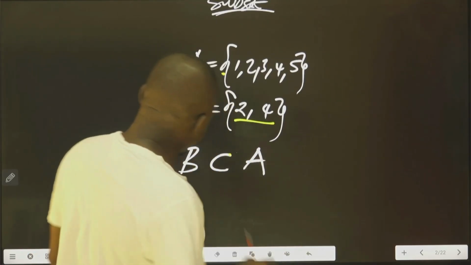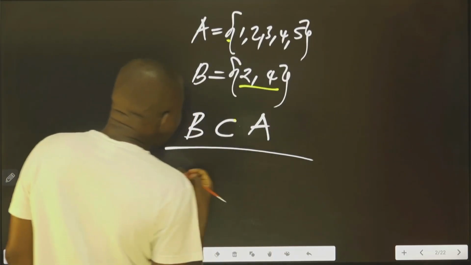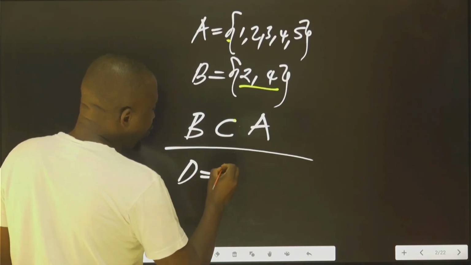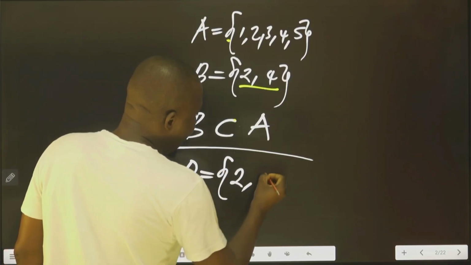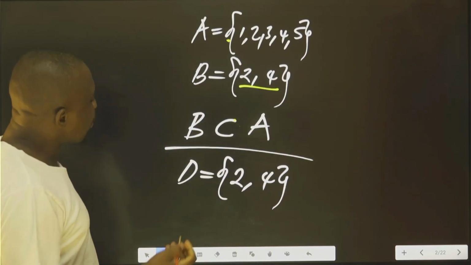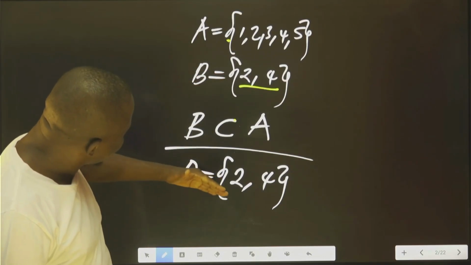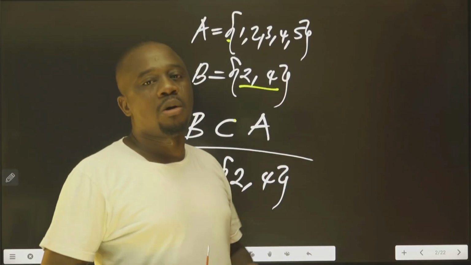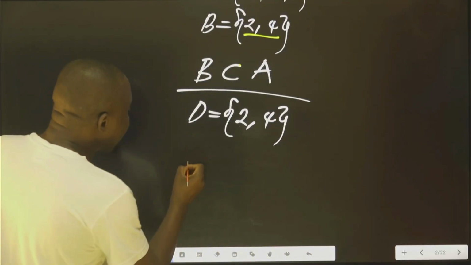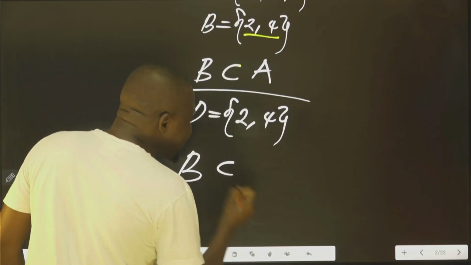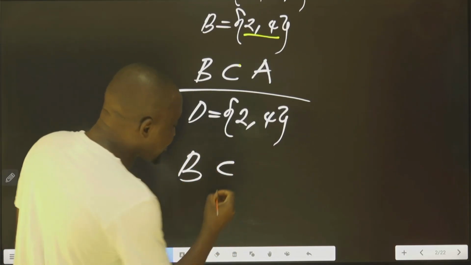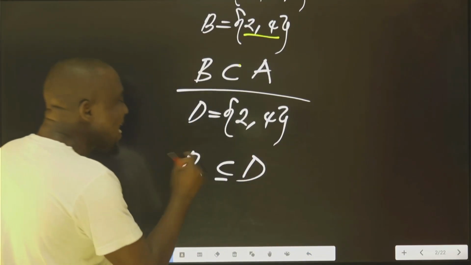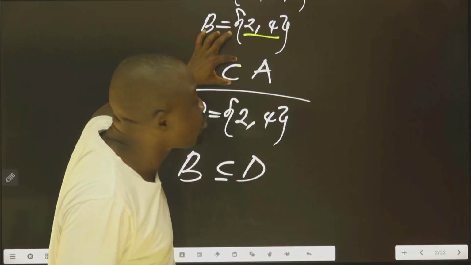So a proper subset. But if, for instance, we say D is equals to 2 and 4. As you can see, B and D have the same elements. They are equal sets. We can also say what? B is a subset, but not a proper subset, but what? Normal subset. It's a subset of D. B is a subset of D. This is a proper subset.